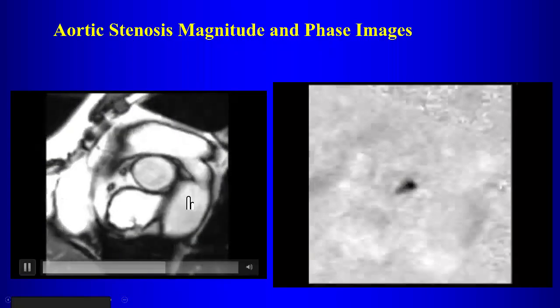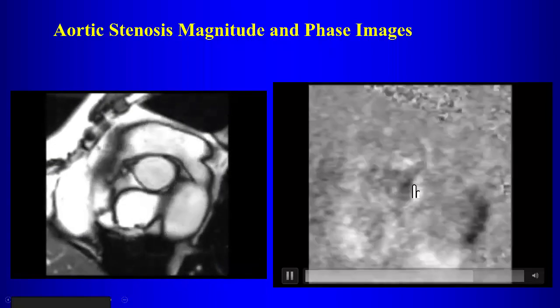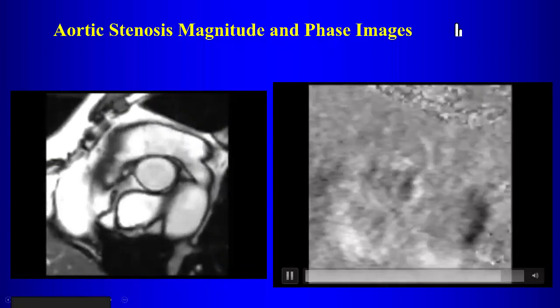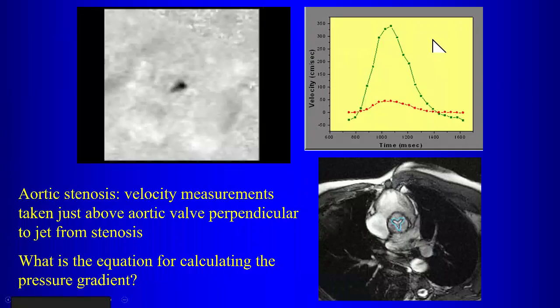Okay. So this is an example of aortic stenosis. You can see it's not opening all the way, and then here we have phase contrast showing the flow through that area of aortic stenosis. So we can take velocity measurements just above the aortic valve through the jet. We can also measure the area of the aortic valve.